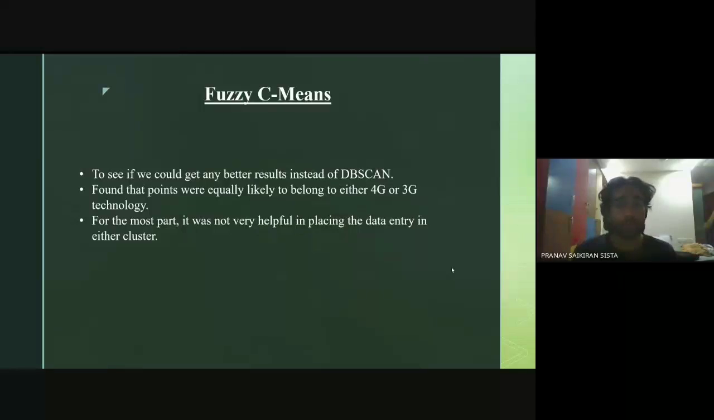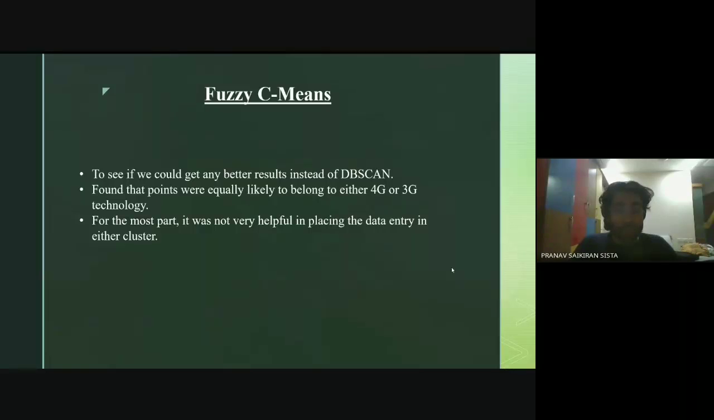So the part of the project which I worked on was implementing fuzzy C-means, and the purpose of implementing fuzzy C-means arose after the implementation of DBScan was done. The reason why we tried to implement fuzzy C-means was to see whether the data could fit into two clusters, whether it was part of the set of 4G entries or whether it was part of the set of 3G entries.